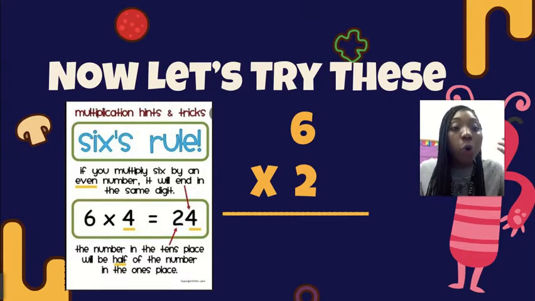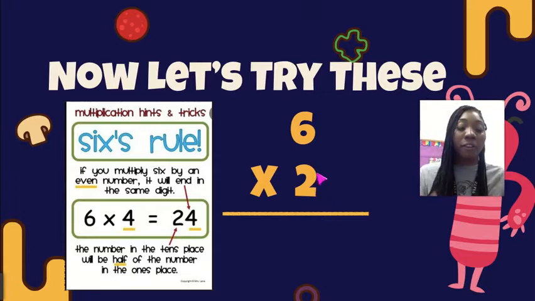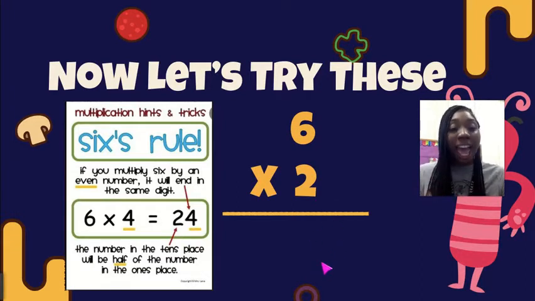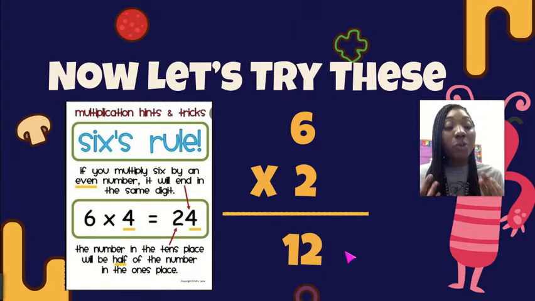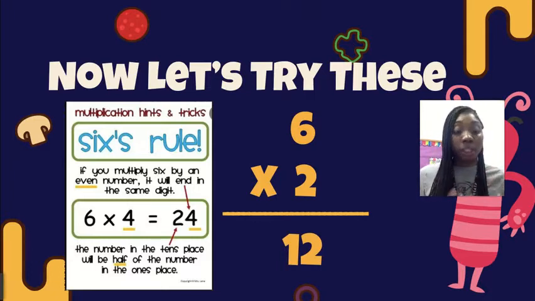Isn't that so cool? Let's try the sixes rule with a new problem. Let's try 6 times 2. The sixes rule tells me that the answer is going to have the number that you're multiplying by in the ones place. And then the tens place is going to be half of that number. So I know that 2 is going to be the second number, and half of 2 is 1. So 6 times 2 is 12. You got it. Isn't that so cool?